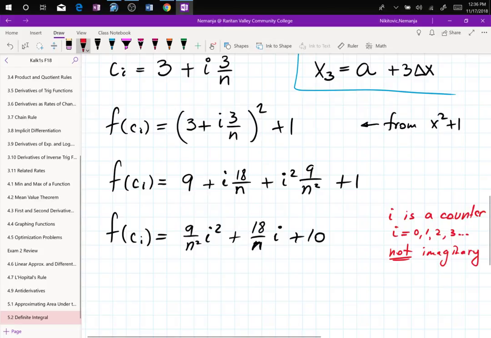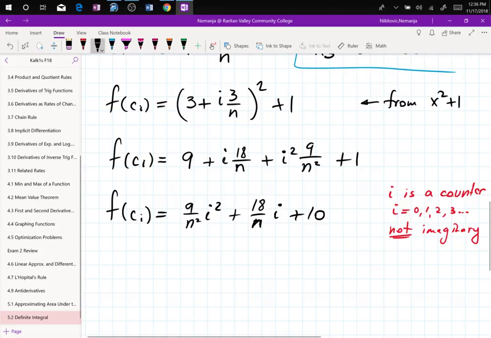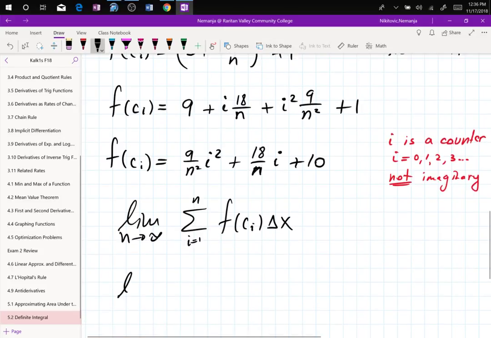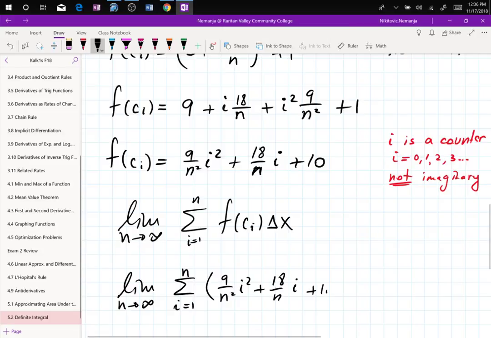Okay, I have all of the features that I need to write my formula. Limit n goes to infinity, summation i goes from 1 to n, f of c_i delta x. I can plug everything in. Limit n goes to infinity, summation i goes from 1 to n. Instead of f of x, I have this mess: 9 over n squared i squared plus 18 over n i plus 10, times delta x, which was 3 over n.